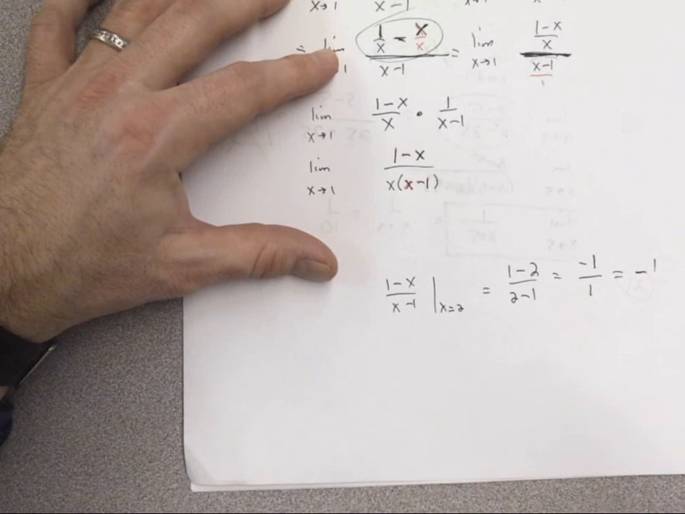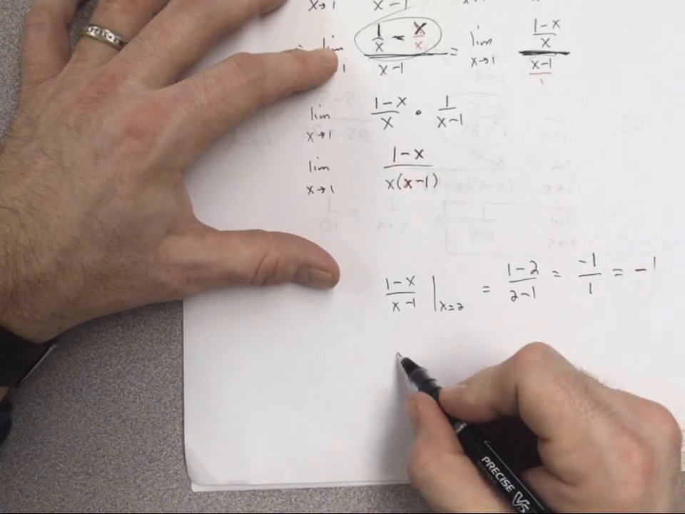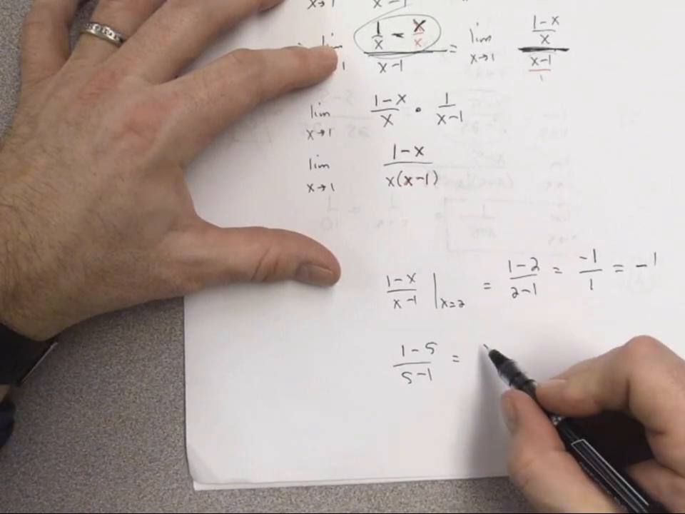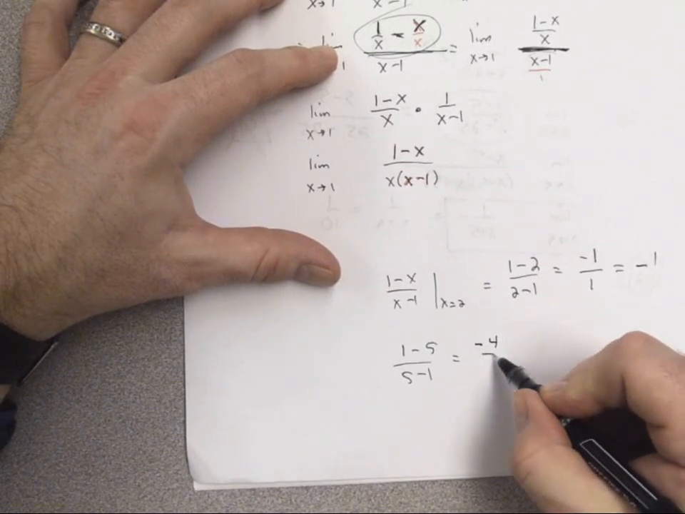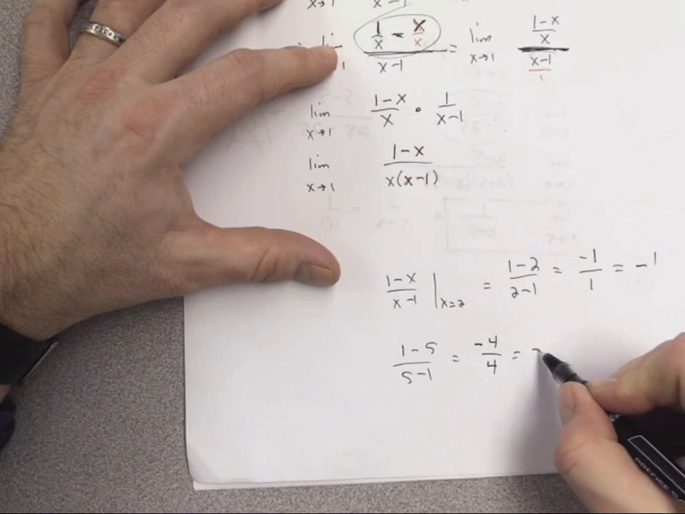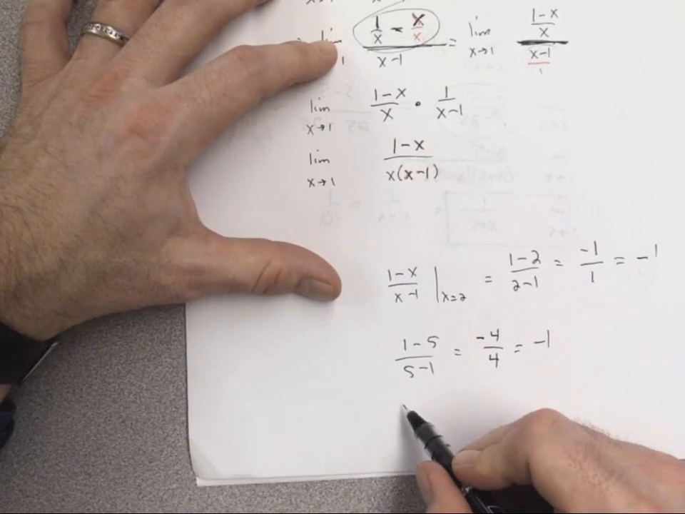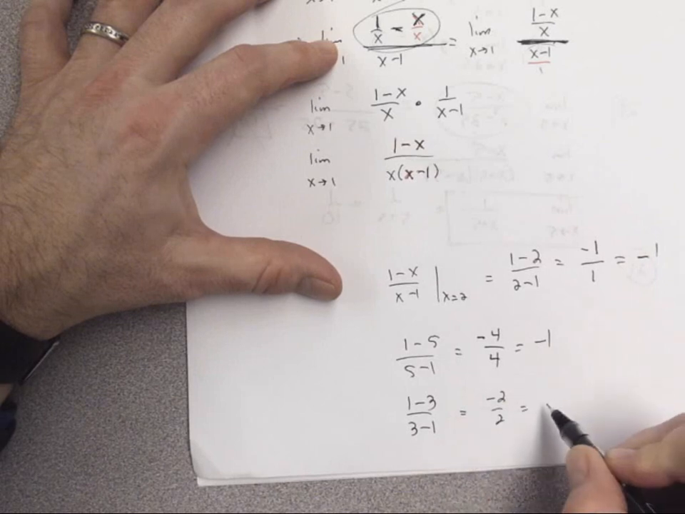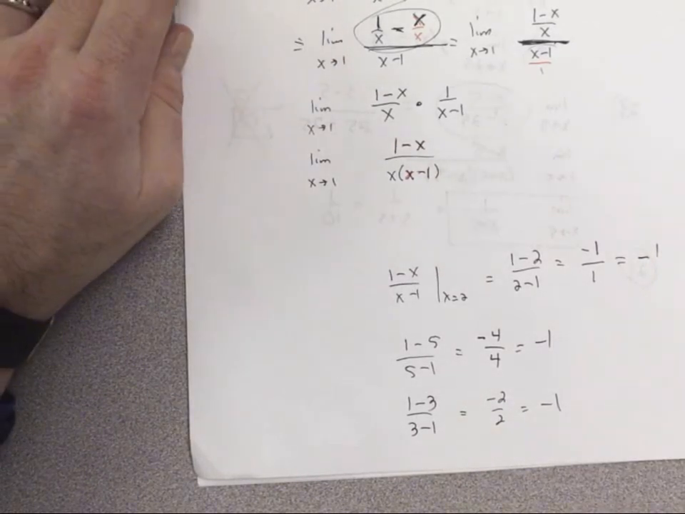Okay, let's try a different number. Give me any number. 5, okay. 1 minus 5 all over 5 minus 1. The top is? Bottom is? Which equals negative 1. Okay, give me another number. 3. 1 minus 3 over 3 minus 1. Negative 2 over 2, which is negative 1. What do you think this thing's going to simplify to?